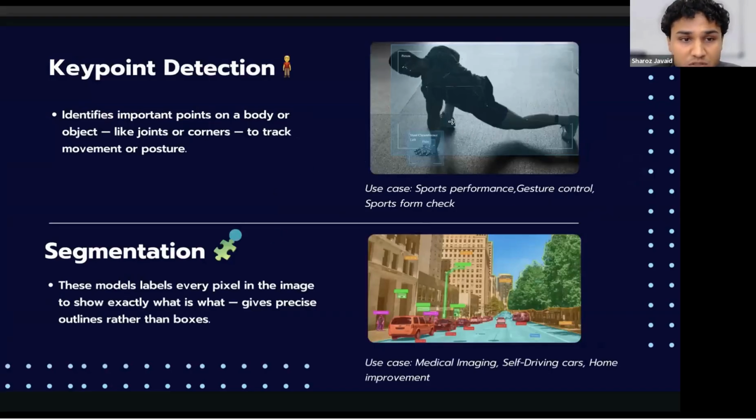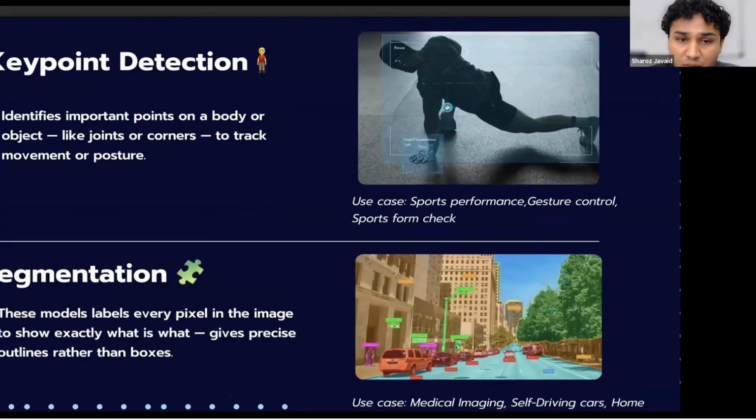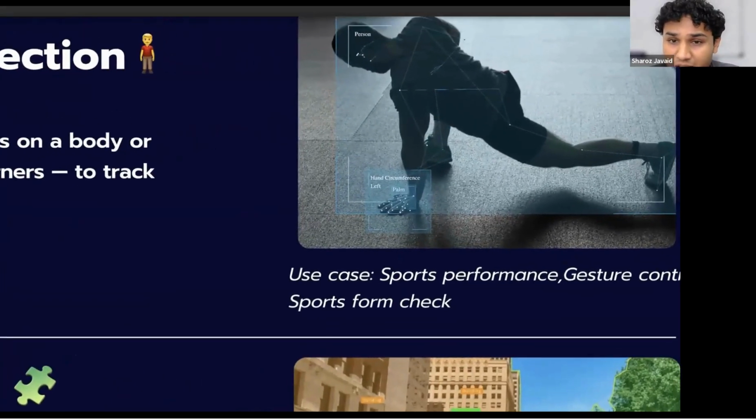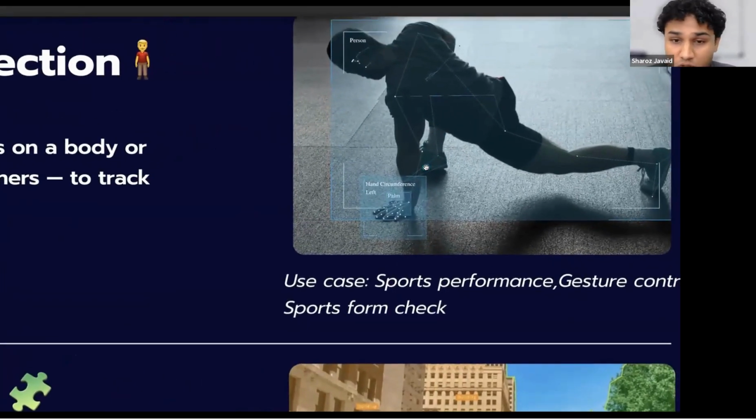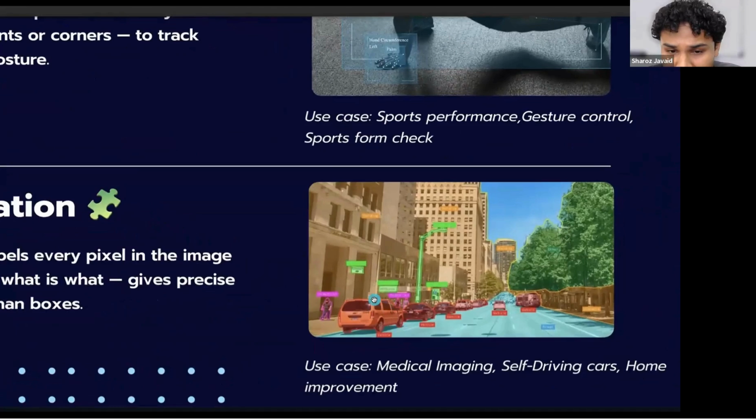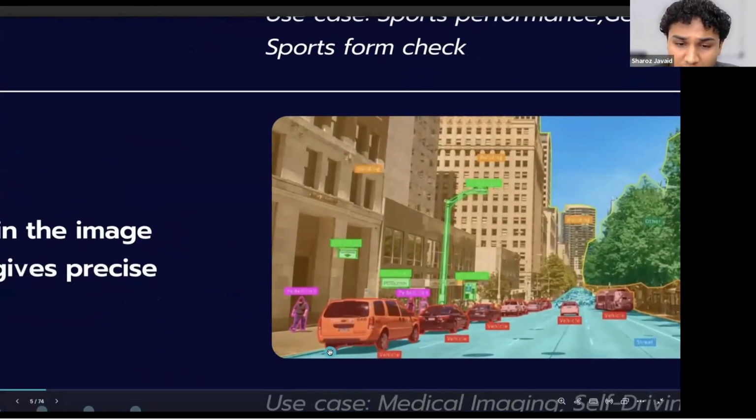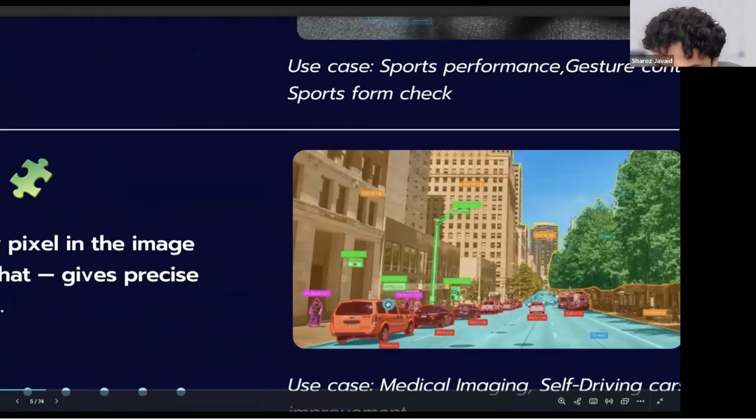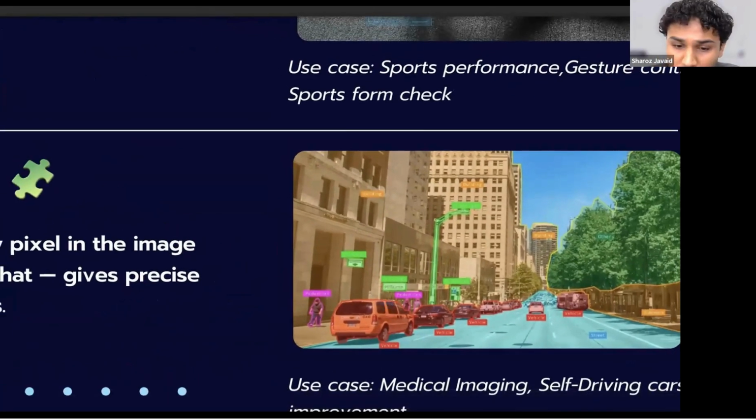Key point detection models identify important points on a body or object, like your joints or corners on a box. And these are useful for sports performance or tracking, anything along those lines. And then finally, segmentation models. These models label every pixel in the image to show exactly what is what and give precise outlines rather than drawing a bounding box. It gives you these outlines on your whole image.